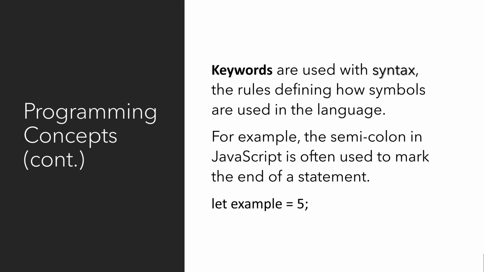So this example right here, let, L-E-T, is the keyword, after follows the name of the variable, and then we see the use of syntax, the rules defining how symbols are used. We see the equal sign, a symbol, and the number 5, another symbol. In combination then, the syntax rules of JavaScript define that we use the keyword let, the name of the variable, then the equal sign and the number 5, followed at the very end with a semicolon, completing the assignment statement.